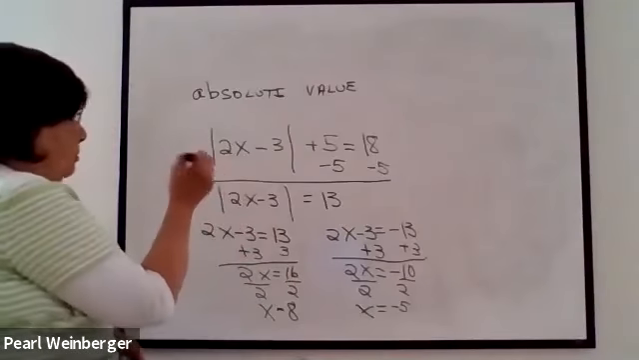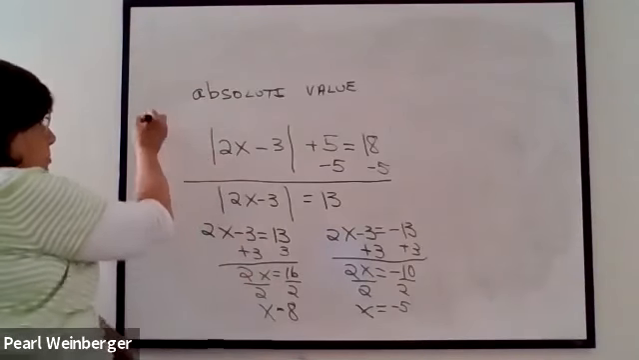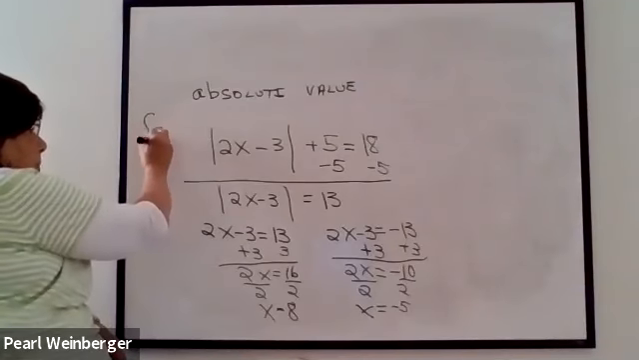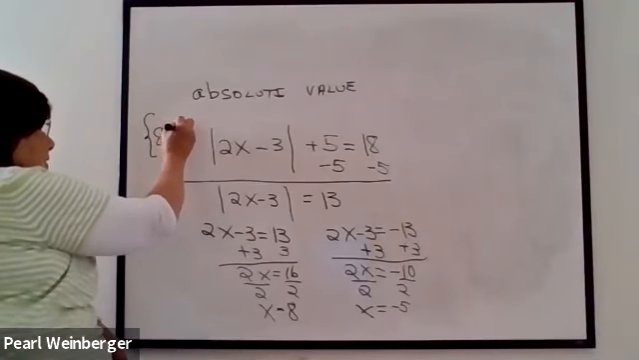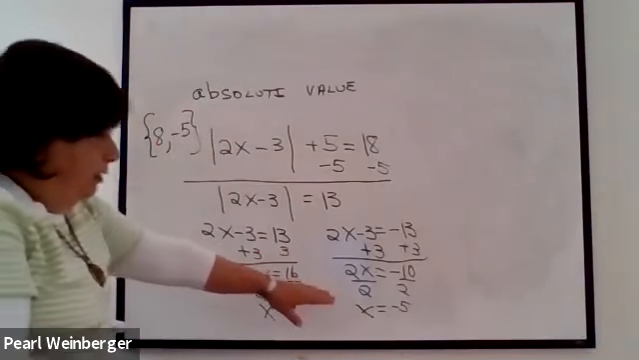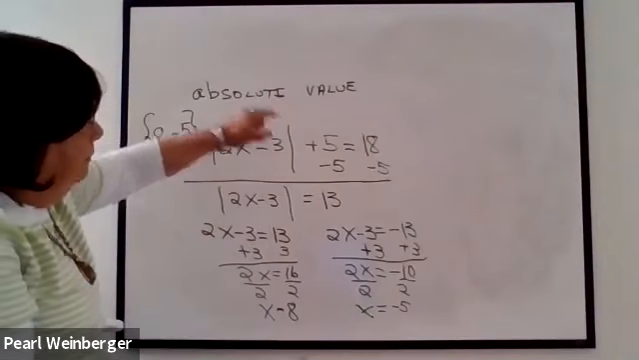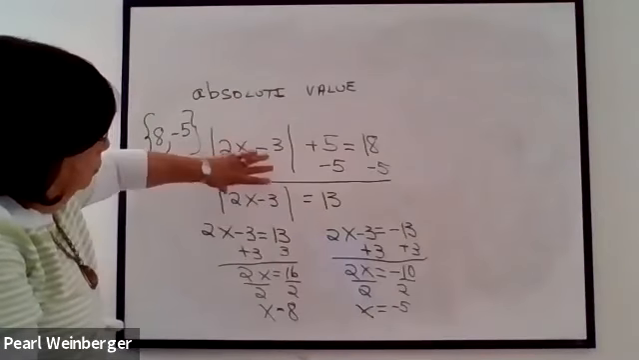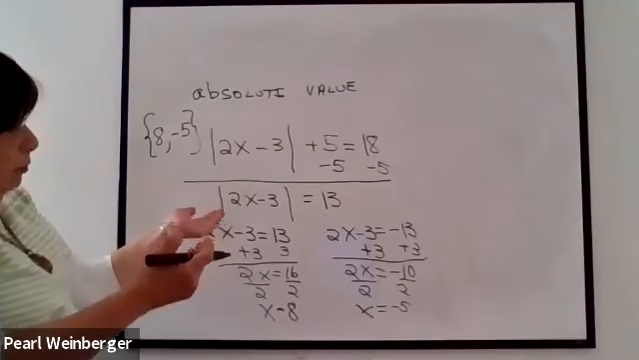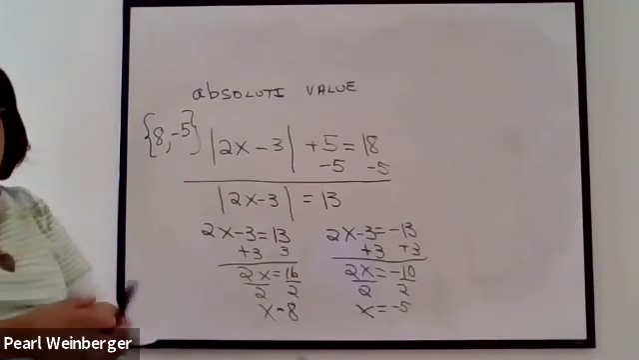So there are 2 answers. You can put them in braces: positive 8 and negative 5. Notice the answer could be a negative number. What you can't have as a negative number is what the absolute value is. The x could be negative, but not the absolute value.